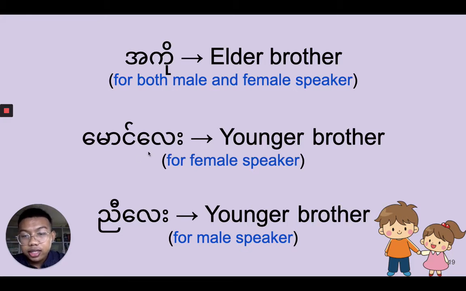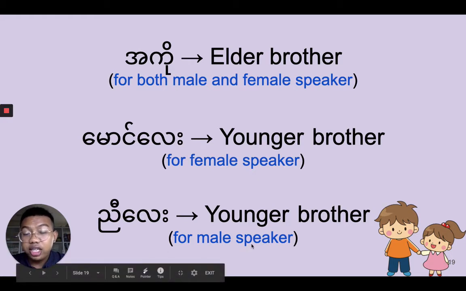I want to explain one more thing. Le means something like "small" or "little", and you will see it in "kale" in this video as well. So ako is elder brother, used by both male and female speakers. Maung le is used by female speakers to mention a younger brother. Nhi le is also younger brother, used by male speakers.